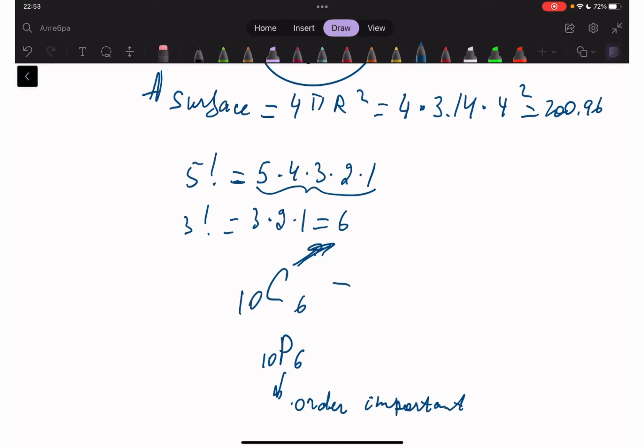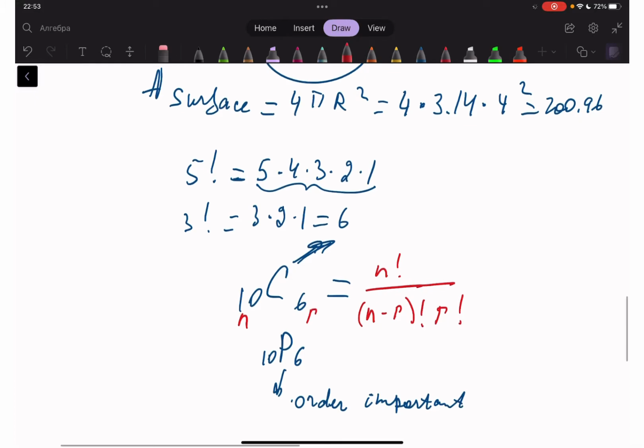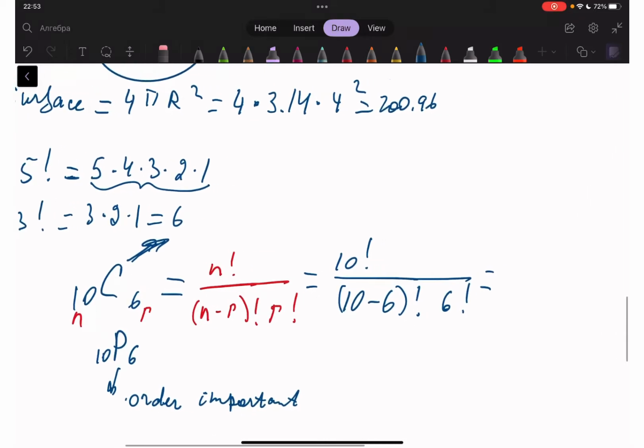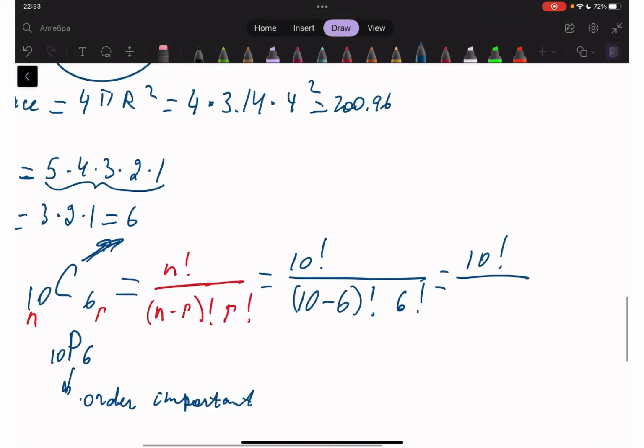The formula for combination is n factorial divided by n minus r factorial times r factorial. N is your total amount, 10, and r is the selected amount. We are choosing 6 out of 10. Okay, let's solve it. It's not a big deal, it's not difficult. So 10 factorial divided by 10 minus 6 factorial times 6 factorial, which means 10 factorial divided by 4 factorial times 6 factorial.